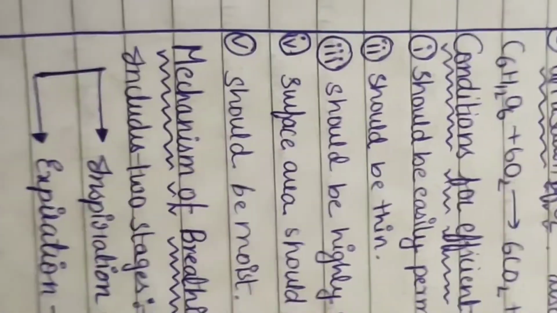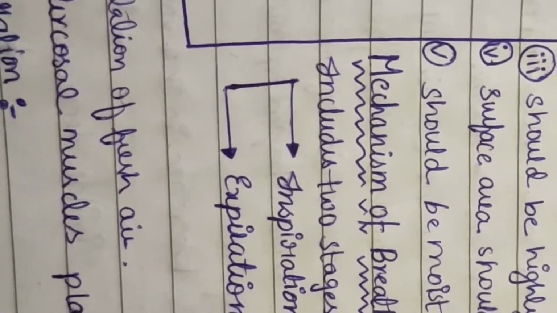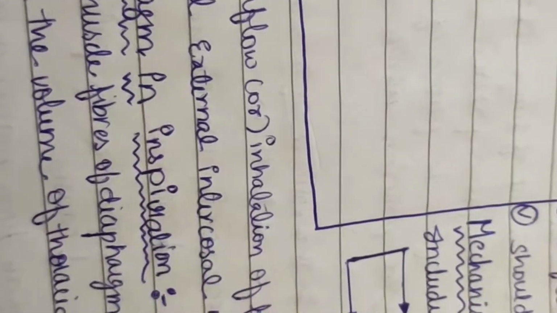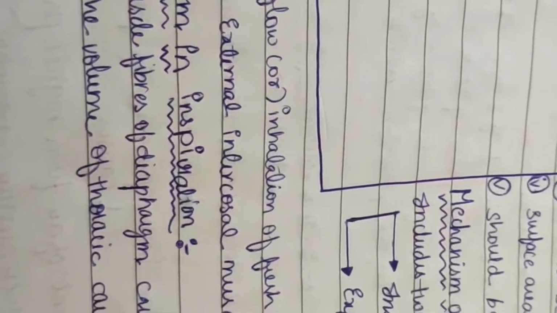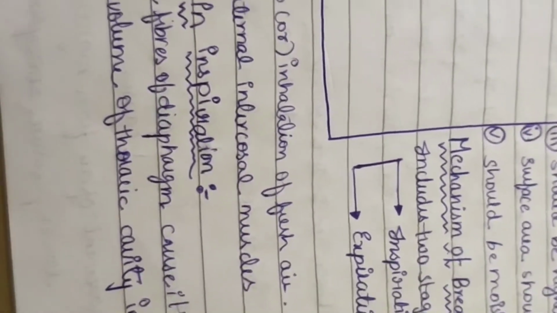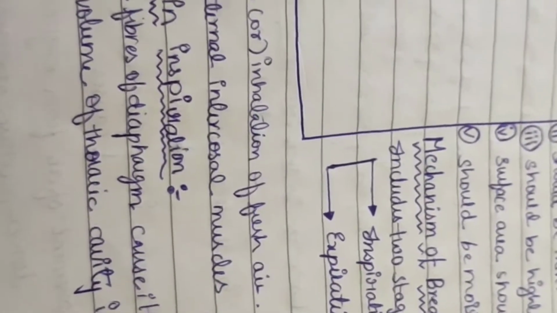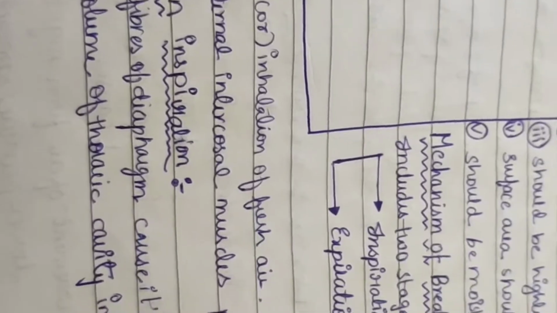Then the mechanism of breathing includes two stages: inspiration and expiration. Let us know about inspiration. Inflow or inhalation of fresh air is known as inspiration. The diaphragm and external intercostal muscles play an important role. The role of the diaphragm in inspiration: the contraction of muscle fibers of the diaphragm causes it to become flattened, lowering down, thereby increasing the volume of the thoracic cavity in the anterior-posterior axis.